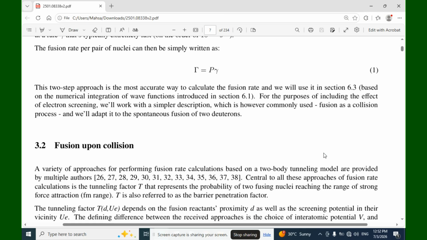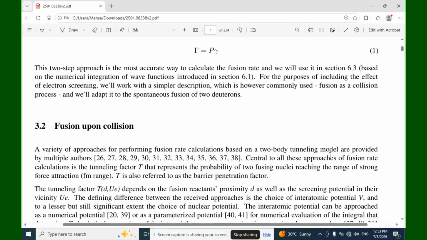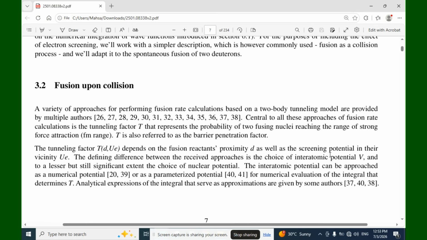This two-step approach is the most accurate way to calculate the fusion rates, and we will use it in section 6.3 based on the numerical integration of wave functions introduced in section 6.1. For the purposes of including the effect of electron screening, we will work with a simpler description, which is however commonly used: fusion as a collision process, and we will adapt it to spontaneous fusion of two deuterons.